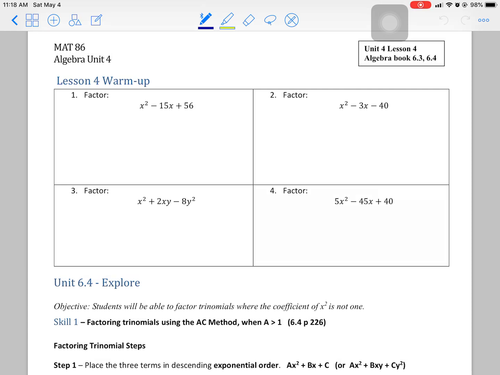All right, lesson 4, unit 4, chapter 6 on factoring. All right, let's warm up. All right, steps to factoring.